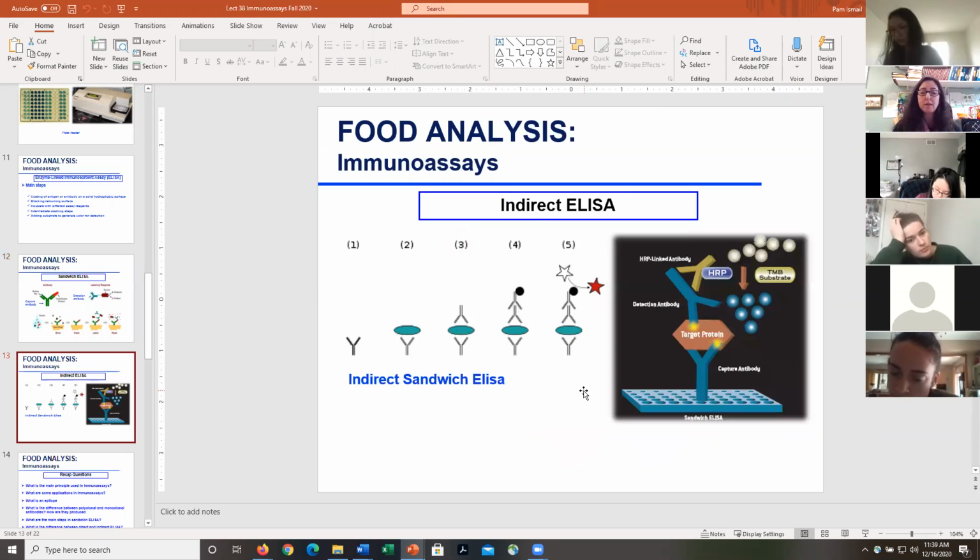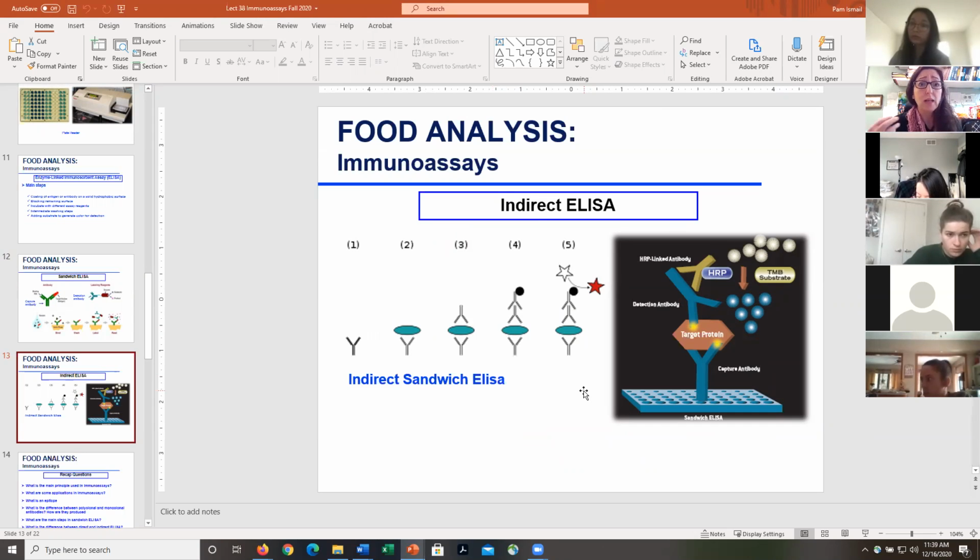In the indirect ELISA, which is more common than regular sandwich ELISA because you can purchase antibodies that are already labeled, if you're trying to determine the immunoreactivity of a protein that is modified by processing or hydrolysis or whatever, you get serum from human sera. So this is from a human that has an allergy to that protein. So it has antibodies specific for that protein.